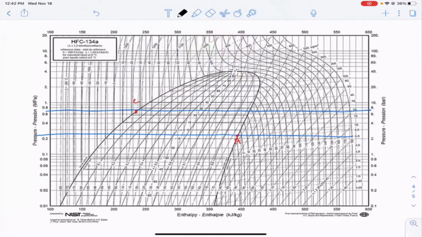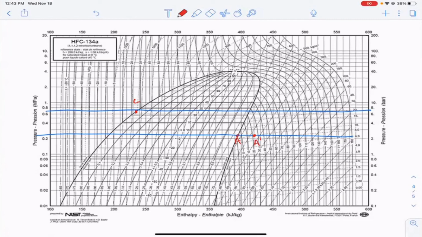All right, so we have A and C. So now let's find A prime. Well, the step from A to A prime is also done at constant pressure, right? We're not going to do anything in the heat exchanger to significantly reduce or increase the pressure. So now we're basically just going to move to the right from A until we reach 21 degrees, which is right here.